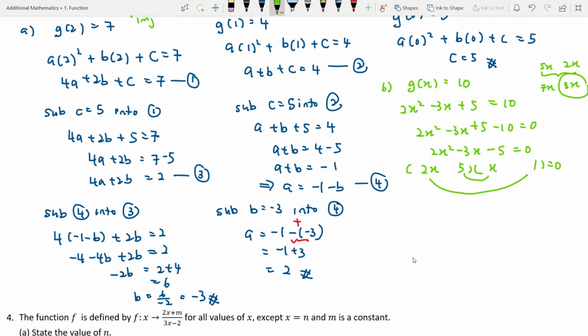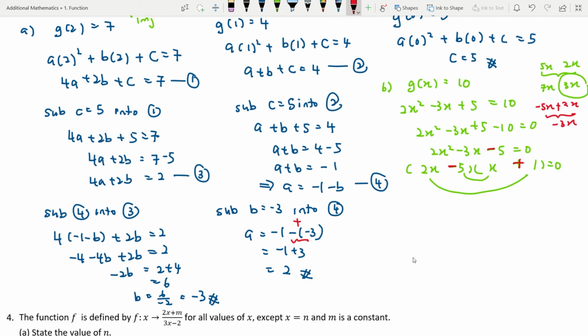In order to get a -3, we need to get a -5x add with positive 2x. We'll get -3x. Last but not least, we also need to check negative and positive.